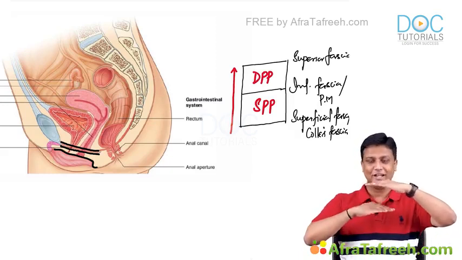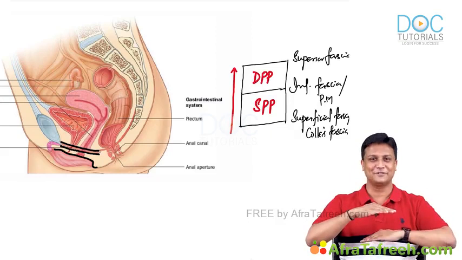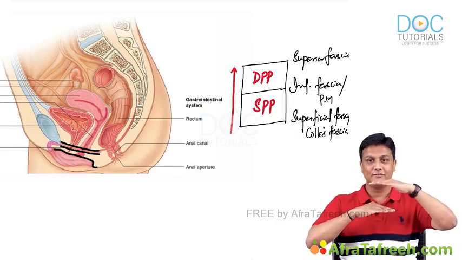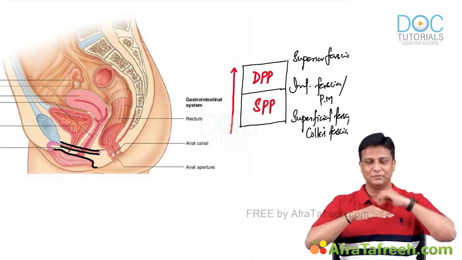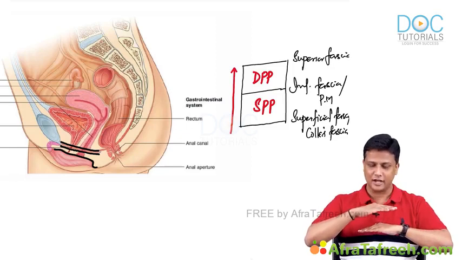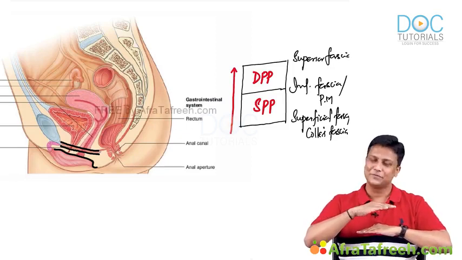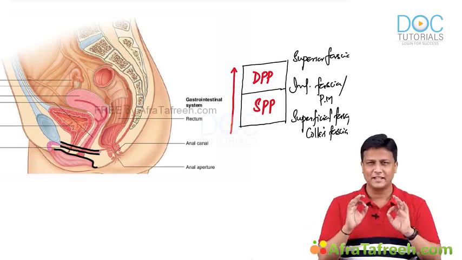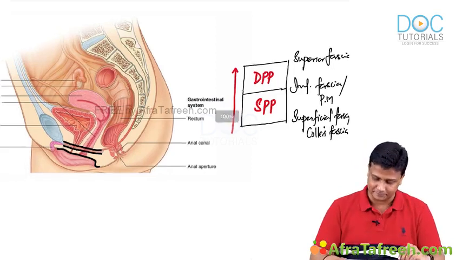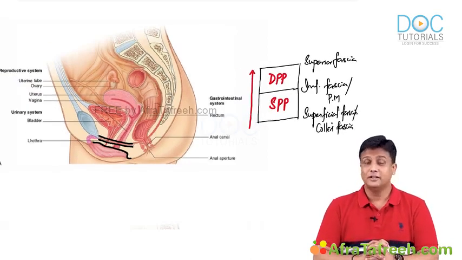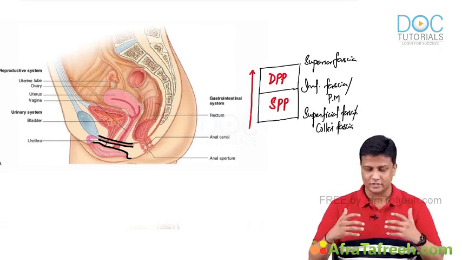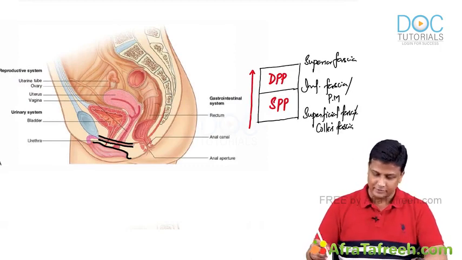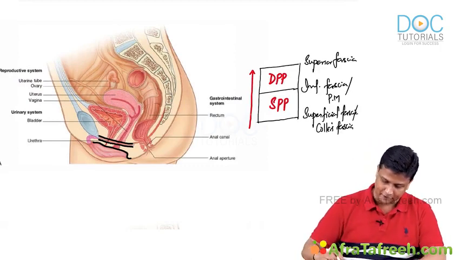Superior fascia, inferior fascia, and superficial fascia. Between the superior and inferior, deep perineal pouch, and between the inferior fascia and superficial, there will be superficial perineal pouch, guys. Things become easier in this manner. And exactly the same has to be in the males also. So let us just try to have a comparison now, the female perineum with the male perineum.